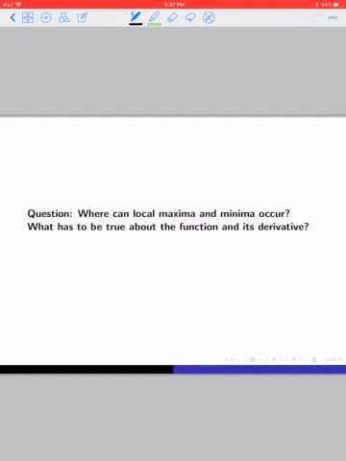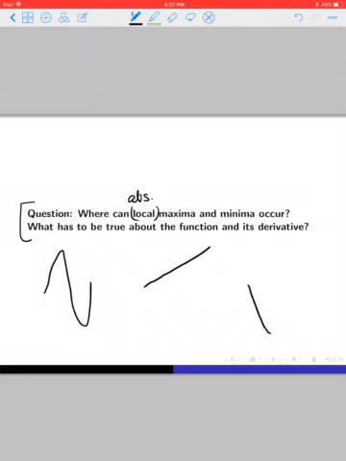So where can the local maxima and minima occur? And also maybe where can the absolute maxima and minima occur? So it's probably worth drawing a few pictures, right? What if my graph looked like this? Or what if my graph looked like this? Or what if my graph looked something like this? And we wonder, where can the maximum occur?